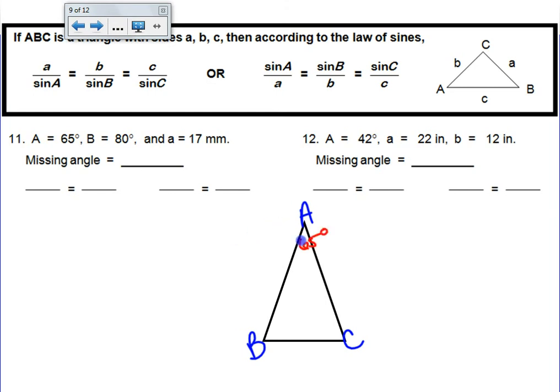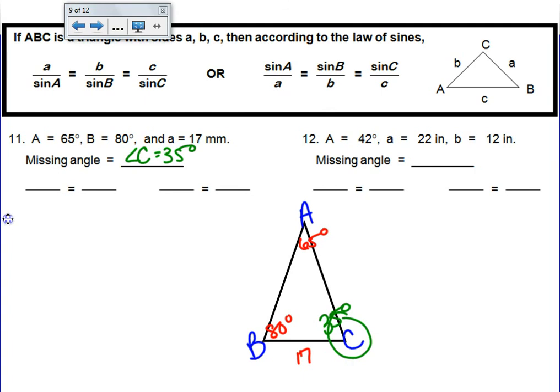All right, A is 65 degrees, B is 80 degrees, and then little a is 17. I don't know if we want to call this easier, but if I had to pick two different versions of law of sines, I guess I prefer this kind of a problem. It's slightly easier. We can start by just finding this angle. 180 minus 65 minus 80. 35, I heard. So somewhere on your paper, angle C is 35 degrees.